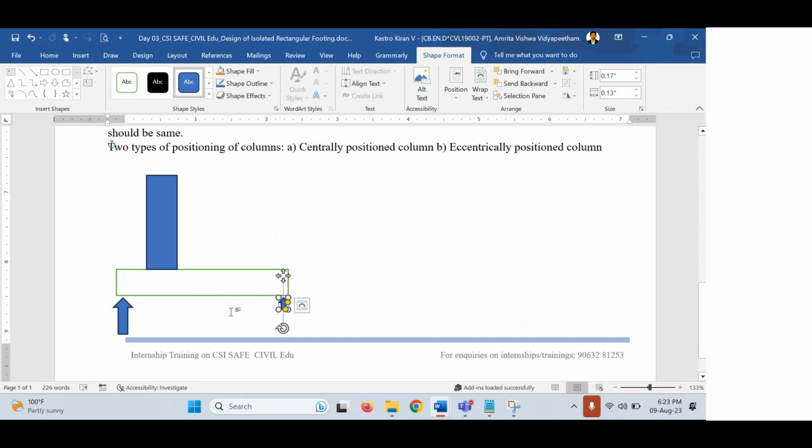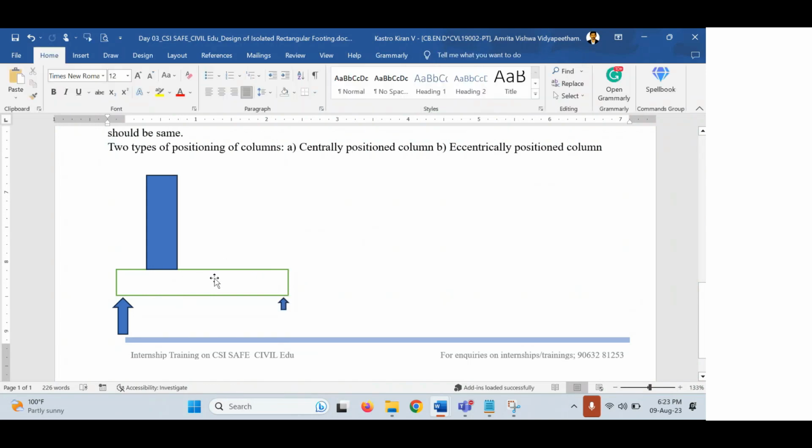Now, when this is the scenario, what will happen? More load is experienced here, which means the column will push this foundation towards this side, and the right side portion of the foundation slab will experience an uplift condition. To avoid this uplift condition, it is important to position the column exactly at the center.